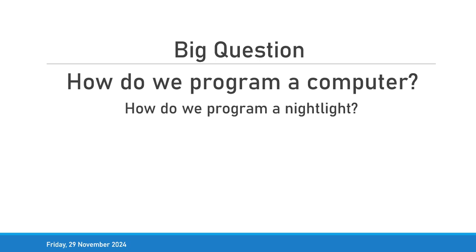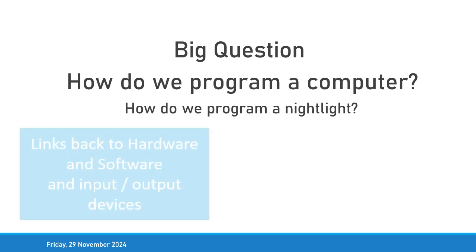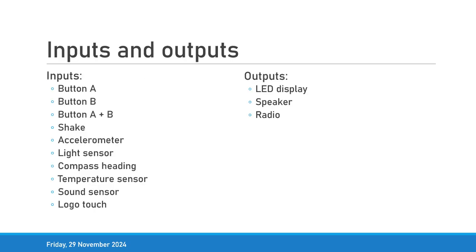In today's lesson, we are going to talk more and more about those two sides. We're going to talk about the inputs that the microbit has. We can press buttons on it, we can shake it. It's got an accelerometer, it's got a light sensor, it's got a compass heading, it's got a temperature sensor, it's got a sound sensor, and it's got a touch logo on the front of it as well. But those are all the ways in which we can interact with our microbits.